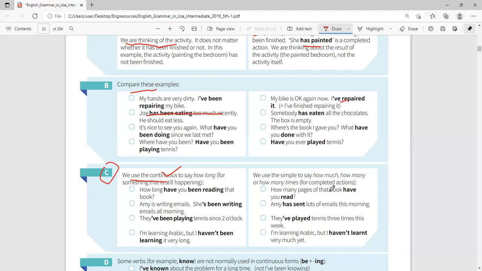Ami has sent lots of emails this morning. You see, Ami has sent lots of emails. They have played tennis 3 times this week. You see, they have played. Completed action, isn't it? It means they completed Saturday, Sunday, and Tuesday, for example. I'm learning Arabic, but I haven't learned very much. I have not learned very much.